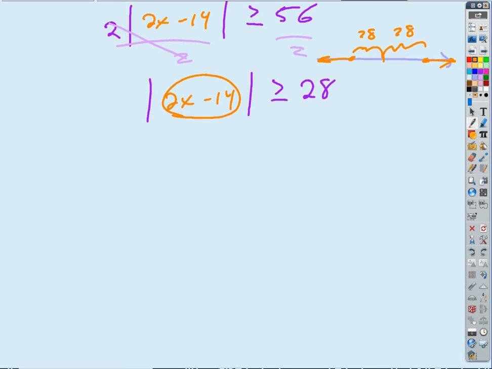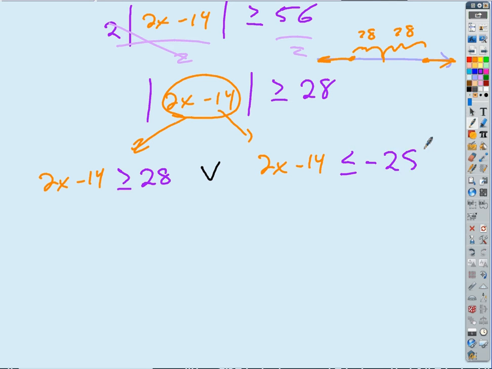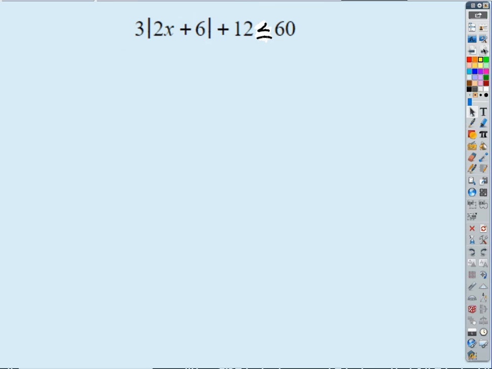How do I say that? 2x minus 14 is either going to be greater than the positive, or what's inside is less than the negative. Now, what some people said was it's greater than the positive or it's greater than the negative. Right? It's got to be greater than the positive or less than the negative. And then I just solve them both, and I get two different parts of my solution. I get x is greater than something or x is less than something else. Okay? Last one. How about this one?